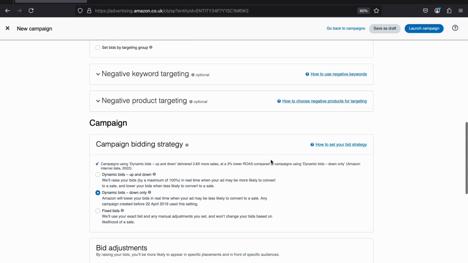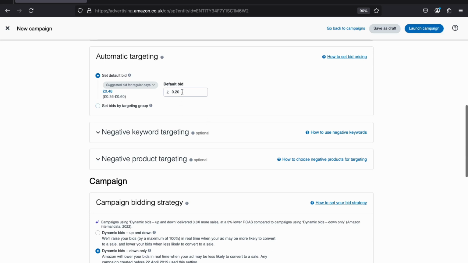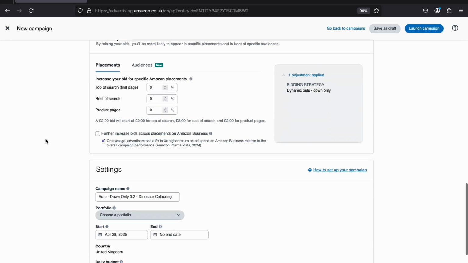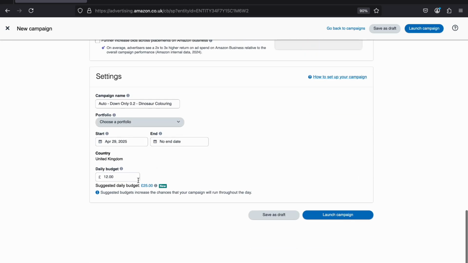How much you spend is completely dictated by your default bid. If this bid was something like £2, I'm going to win a lot of auctions. I'm going to get a lot of clicks, but I'm going to go through my budget quite quickly. So as you can see, once I increase my bid to £2, it therefore suggests a higher daily budget.